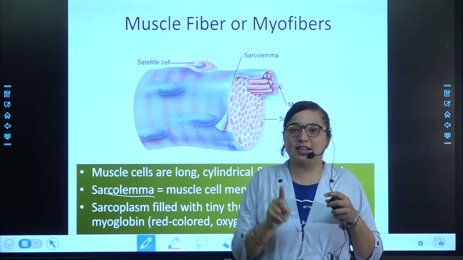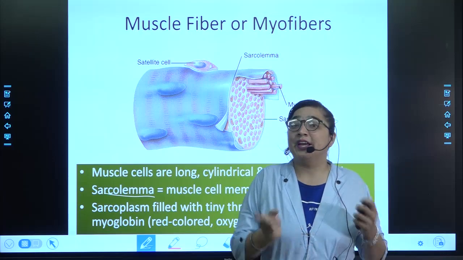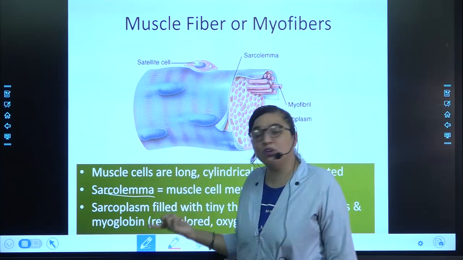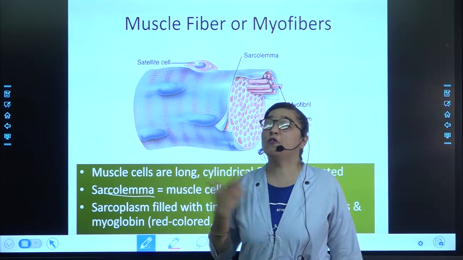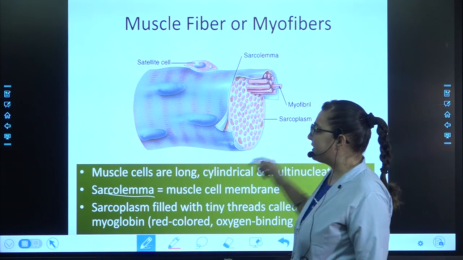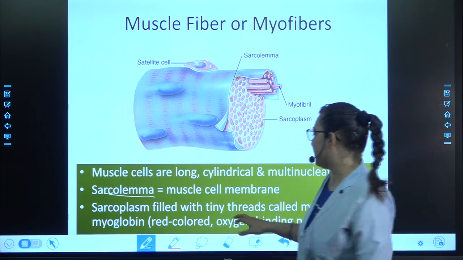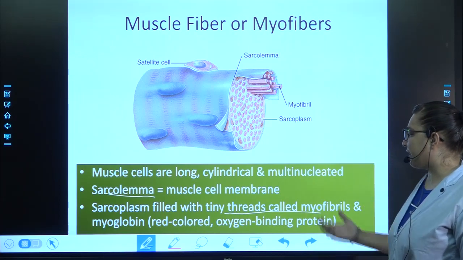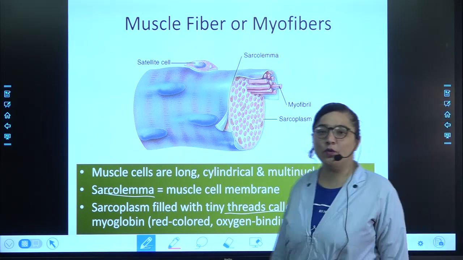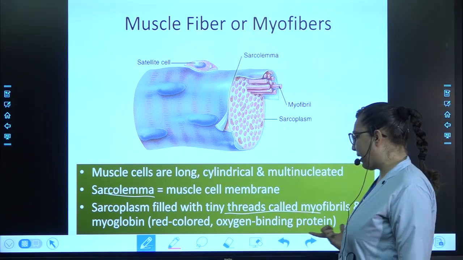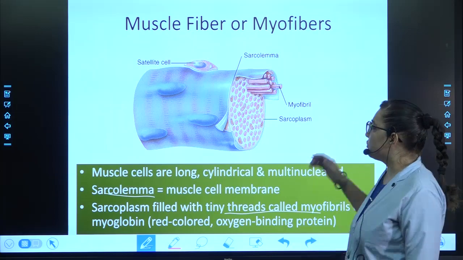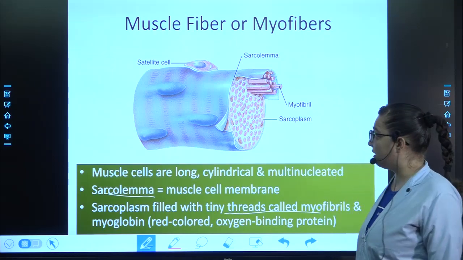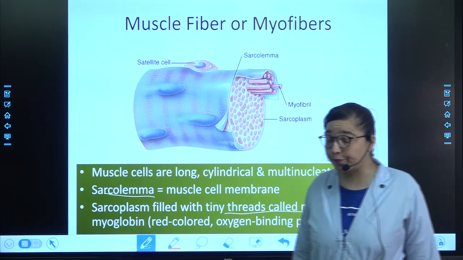Try to recall the last lecture on nervous tissue. In that, we discussed that neurolemma means the outer layer, while here sarcolemma is again the outer layer, but of the muscular tissue. Sarcoplasm is the thick fluid filled with tiny threads called myofibrils and proteins. Myoglobin here is the red colored oxygen binding protein. So these are the things present in any muscular fiber or muscular cell or tissue.